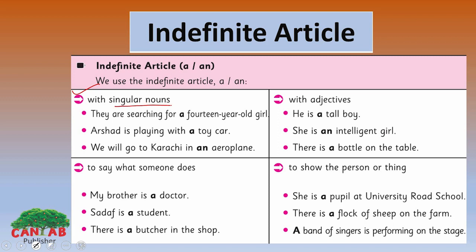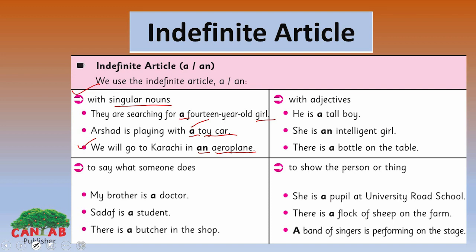With singular nouns. They are searching for a 14-year-old girl. Here the girl is a singular person, that's why we have added a here. Look at the second example. Arshad is playing with a toy car. Toy car is a singular noun, that's why we have added a here. Look at the third example. We will go to Karachi in an aeroplane. We have added an here because aeroplane starts with a vowel sound. We always put an before words with a vowel sound.